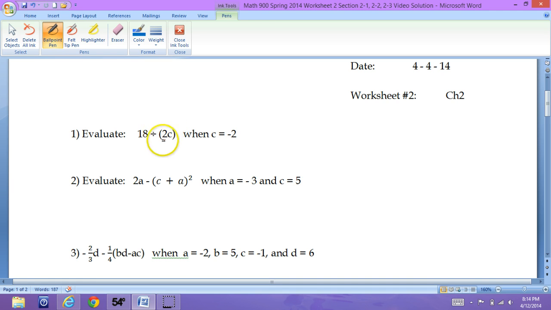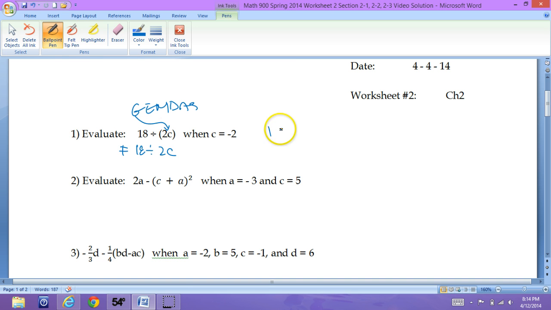So the 2c is within parentheses, so this is not the same thing as 18 divided by 2c. Because remember, PEMDAS or GEMDAS would require you to do multiplication and division from left to right. So in this case, we would do 18 divided by 2 and then times c. But in this case, we're doing 18 divided by 2 times c, and the 2 times c occurs within the grouping symbols. So that would happen first.